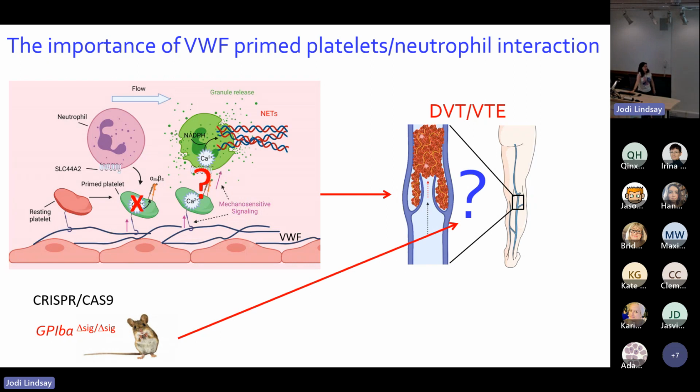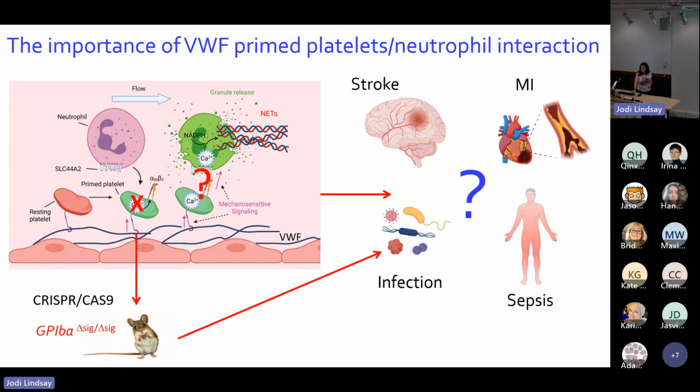Moving forward, I hope to secure some funding to look further into the phenotype of the GP1B alpha delta 6 mice in models of venous thrombosis. I will have PhD students starting in the fall, investigating specifically the mechanism of NET formation after alpha-2b beta-3 binding. And I would very much like to also use these mice to look at perhaps the importance of this VWF-primed platelet in models of infection and other inflammatory diseases such as sepsis, stroke, and myocardial infarction.